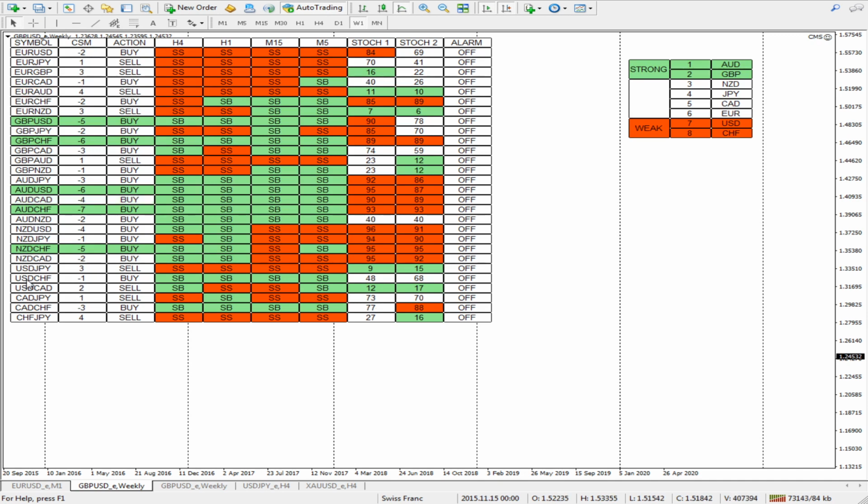Then we have US dollar Swiss franc, upwards. Canadian dollar Swiss franc, upwards. Then we have Swiss franc Japanese yen, which is downwards. So we are only trading on those symbols that have very good trends. If you have a chart with a clear trend, that's the only chart where we are going to trade.